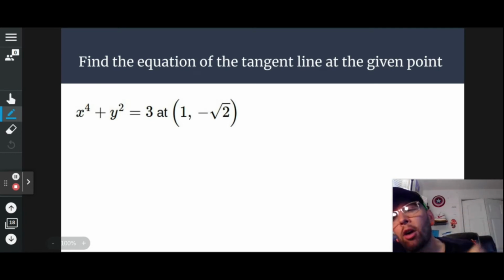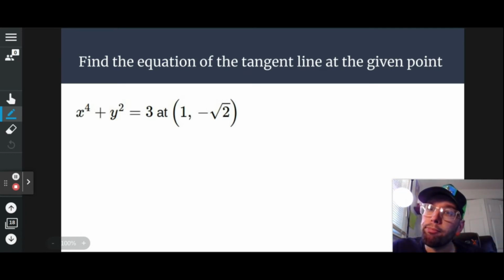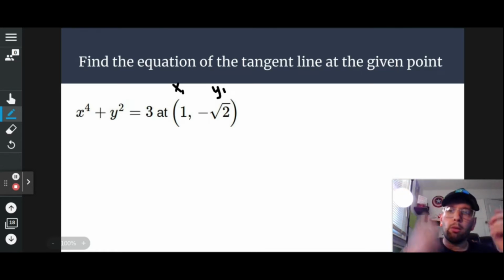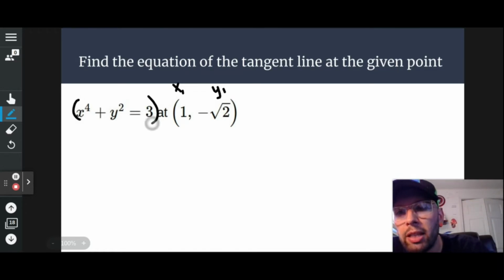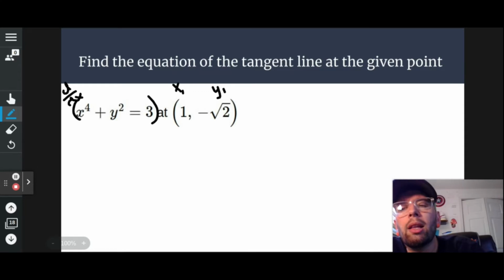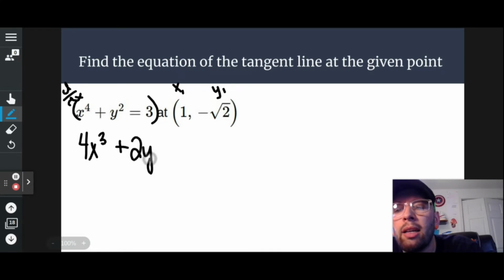Well, the nice thing here is we have our point, so all we need is the slope. So here's our point. Easy peasy. All we need is the slope. So let's d/dx both sides. So I'll write that out poorly like this. d/dx both sides. So that leaves me with 4x cubed plus 2y dy/dx equals 0.